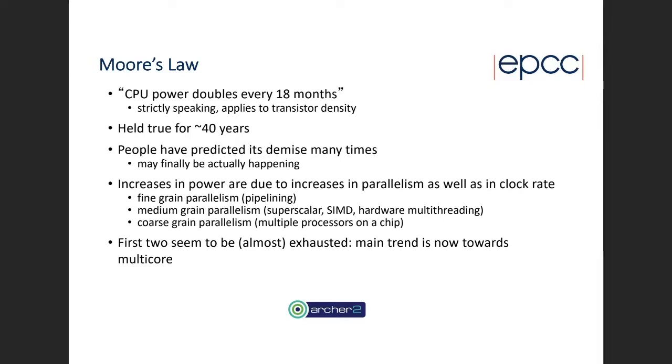There's some very fine-grained parallelism, which is essentially pipelining instructions. There's some medium-grained parallelism across multiple instructions, which we'll talk about a bit more. That's concepts like superscalar processing, SIMD or vector processing, and also hardware multi-threading. And then finally, we have the coarse-grained parallelism, which is having multiple processors, multiple cores on a chip. But really these days, the first two of those, the fine and medium-grained parallelism, seem to be pretty much exhausted. There's not much more that can be got out of those, and almost all the increase in transistors these days is now just being put into having more cores.